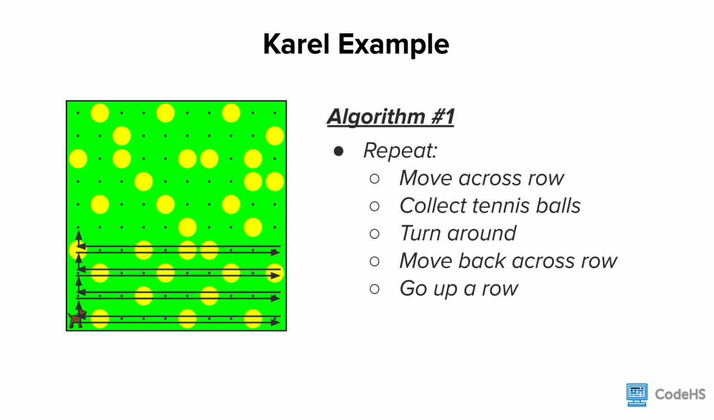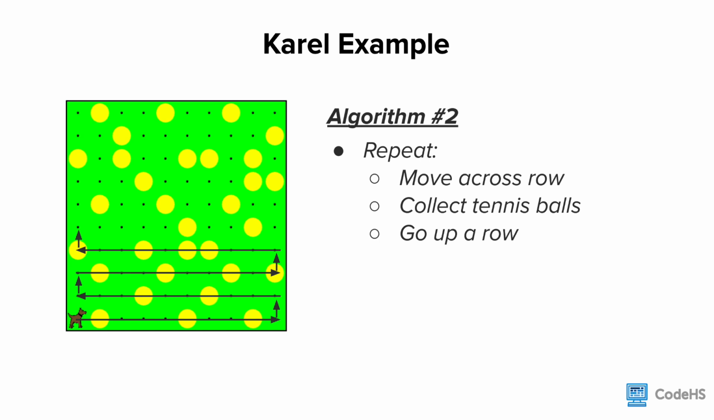Is this the only algorithm to solve this problem? Is it the fastest? Is it the one that requires the least number of steps? Well, let's take a look at another example. Here, Carol is following a slightly different algorithm. Carol moves across the row, collecting tennis balls. Then Carol moves up the row and repeats the process. Can you see here that while the first algorithm worked fine, this one requires less steps because Carol doesn't have to backtrack across the row?